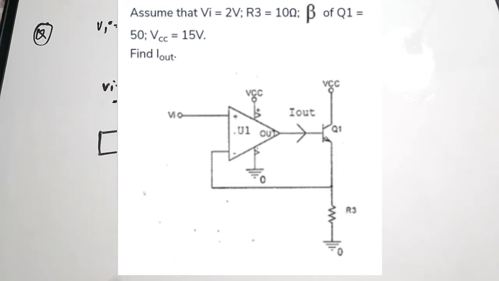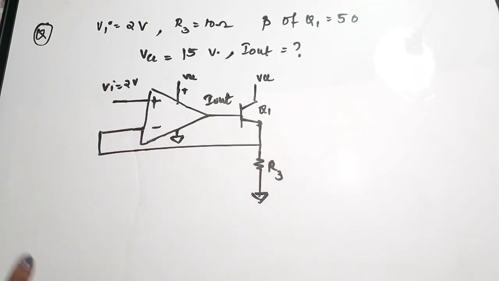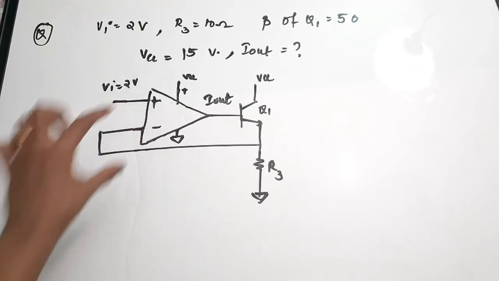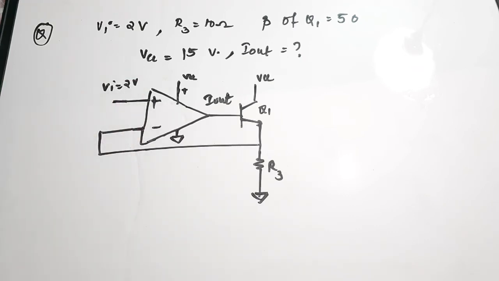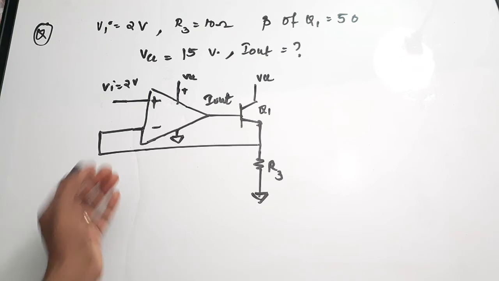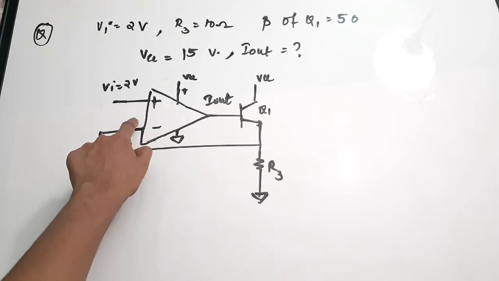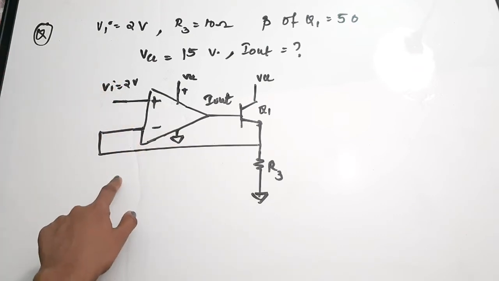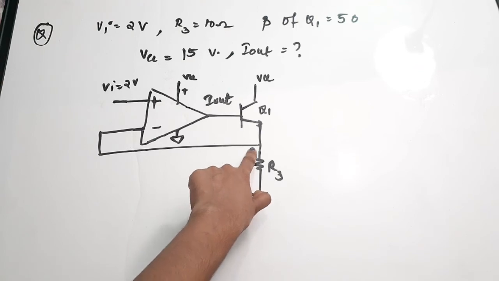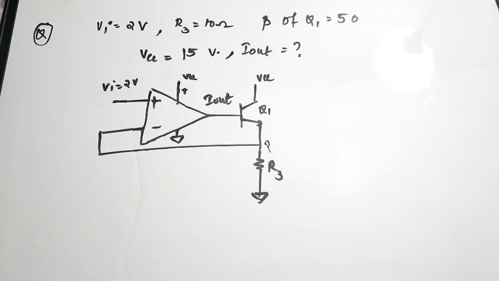Before finding I out, we'll find the current at the emitter side. The input voltage to the op-amp is 2 volt, right? Also, there is a virtual ground concept for ideal operational amplifiers. As of now, we'll consider that this op-amp is an ideal operational amplifier. So if 2 volt is coming, the voltage at this inverting terminal will also be 2 volt, and that will be the voltage at this point. We'll name this point as P, and the voltage at that point will be equal to 2 volt.